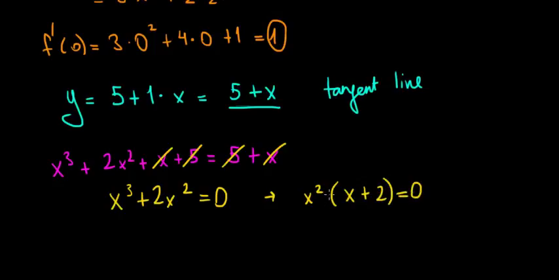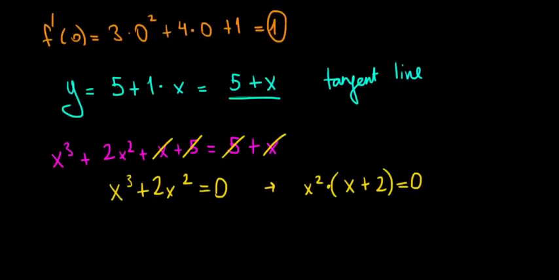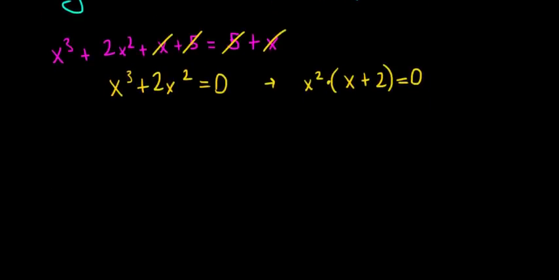When can a product be equal to 0? Either the first term equals 0 or the second term equals 0. So we would have x squared equals 0 or x plus 2 equals 0, which means that either x is 0 or x equals minus 2. And for these two values, our tangent line lies on the function, and we are done.